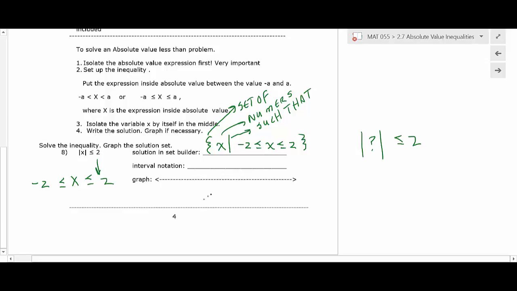Now for a graph, what you would do is locate 0, locate 2 and -2, and then shade in the middle of them. Now this time, are you going to use brackets or parentheses? Brackets. You're going to use 2 brackets. Bracket there, shade in the middle. Do not go past those brackets. Your answer is in the middle of those 2 numbers.